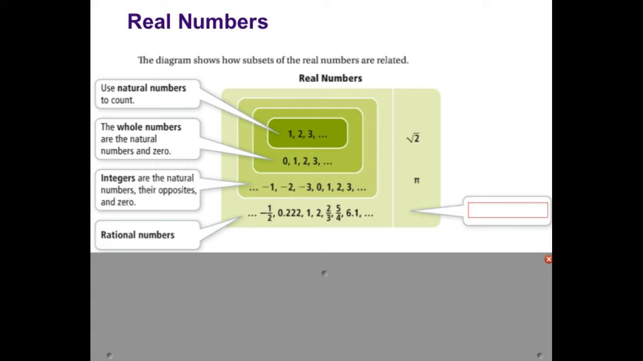Then we have rational numbers, and rational numbers are numbers that can be expressed as a ratio. So make sure you get that down. Expressed as a ratio. Now some decimals are rational numbers, as you see in there, 0.222. That can be written as 222 thousandths. Also numbers like 0.8 repeating would be a rational number because that is really 8/9. So anything that can be written as a ratio, that is a rational number.